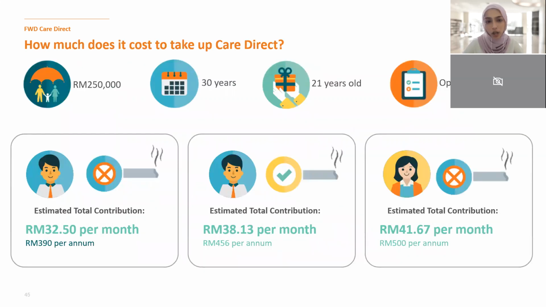Okay, so how much does it cost to take up Care Direct? So let's say you're taking a coverage of 250,000 for 30 years and you're 21 years old and you're single. So the plan is a little bit more expensive for females. It's about 41 ringgit 67 cents. And it's slightly more expensive for smoking if you're a smoking adult. It's about 38 ringgit 13 cents for a smoking male and about 32 ringgit 50 cents for a non-smoking male.